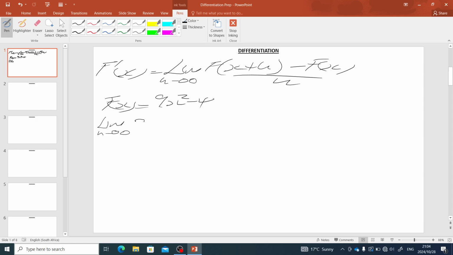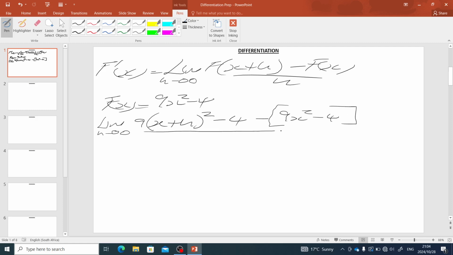Now it will be 9 times (x plus h) squared minus 4. Then in writing f of x, it will be 9 multiplied by x squared minus 4. Now it will be minus, open bracket, 9x squared minus 4, close bracket, divided by h. Okay, this is what we have. What do we have here? It is the difference of two squares.